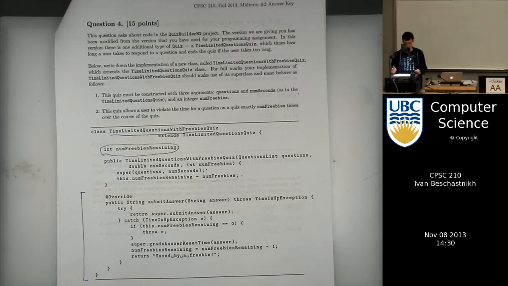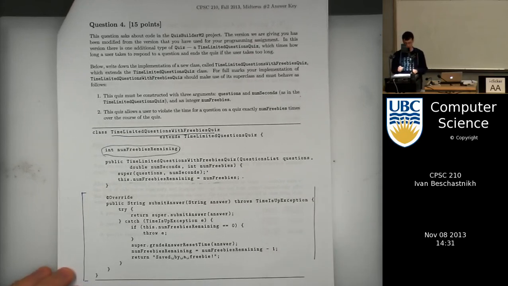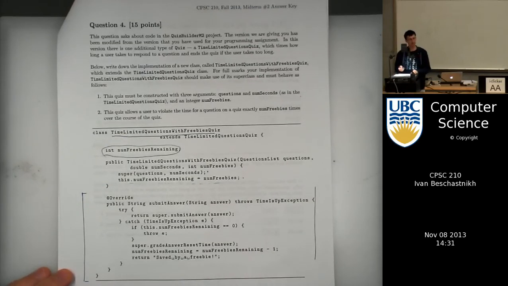And for actually implementing submit answers, we're looking for the fact that you are reusing functionality. So super.submitAnswer and super.gradeAnswer reset time are two calls that make this code very simple. Right, so I'm reusing all of the logic within my super class for creating this new quiz. So that was the key thing.